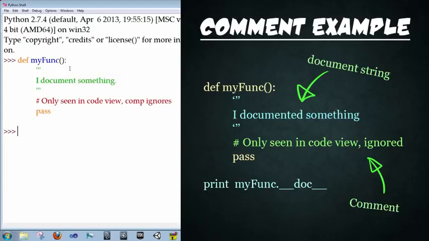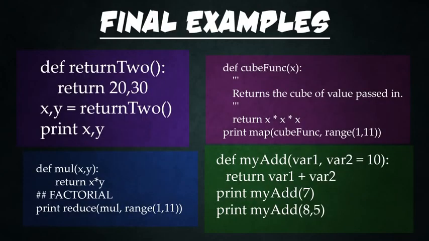So now we're going to type in a special command that will allow us to see the document string. So type in print myfunc dot underscore underscore doc underscore underscore, enter. And now we can access the document for that specific function we created. And it says, I documented something. Cool. Alright, that's it for this lesson.